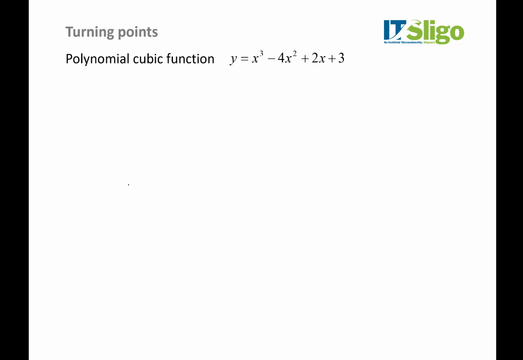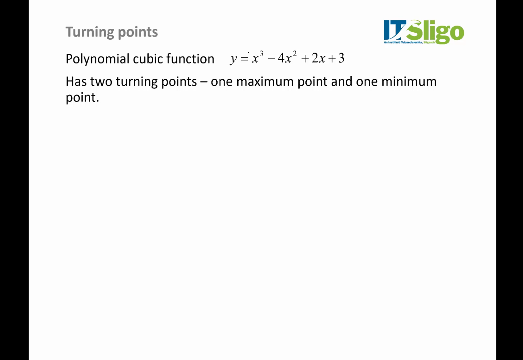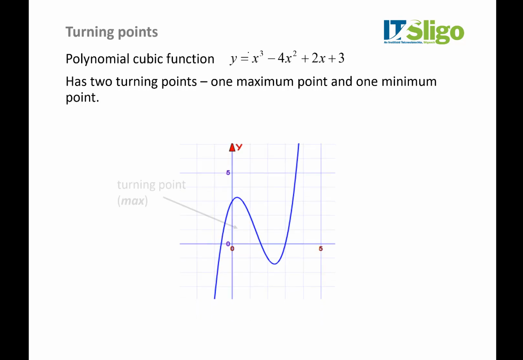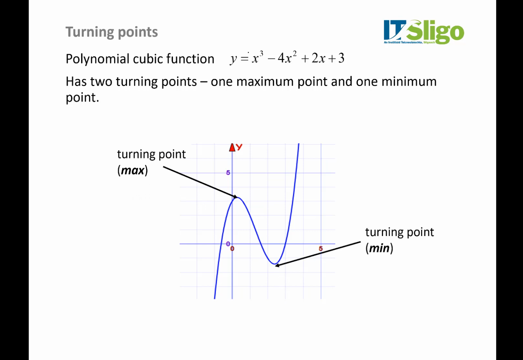We have a cubic function. This is a polynomial. Polynomial just means many numbers, so there's more than one x term. If we've only got an x cubed term, we'll see that on the next slide. It's a simple cubic. This is a polynomial, and a polynomial cubic has two turning points, one maximum and one minimum. So this is what we're typically looking at. There's the max point and there's the minimum point.